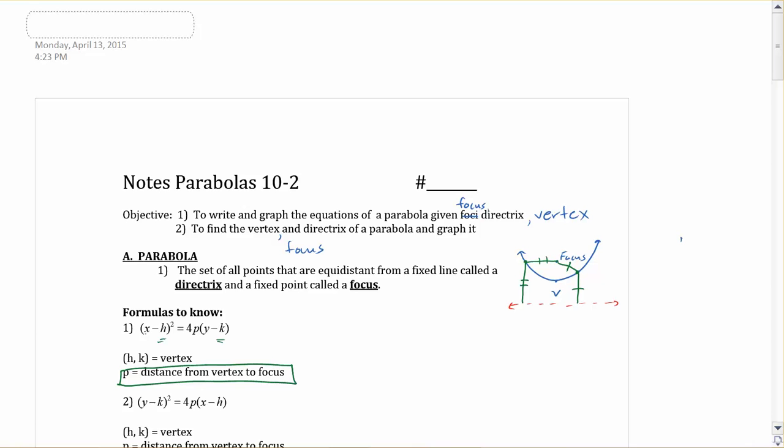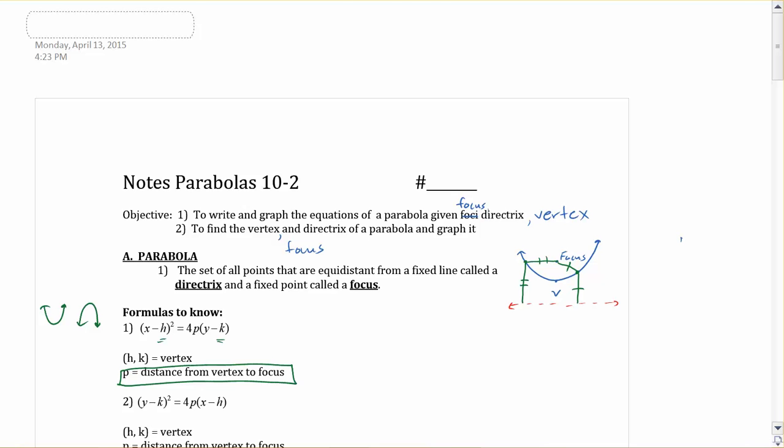Now, we're going to use this x minus h squared formula when my graphs are going to be facing up or down. All right, so if I have an x squared graph that's going to go up or down, that's when I know I'm going to use equation 1. Okay, to be more specific, to find out which way it's going, on your paper you have it drawn out for you. You're going to use x minus h squared equals 4p times y minus k.